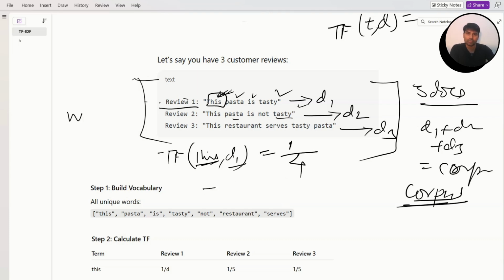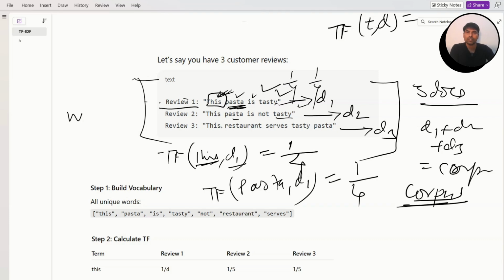Similarly, if I ask you TF for pasta, the next word, in given document D1, how many times is pasta repeating in this document? 1 time. So the numerator is 1, divided by the total words in the document, 4, so 1 by 4. This is very simple, right? Similarly, for each, 1 by 4, and for tasty, 1 by 4. This way we find the term frequency of each keyword in a given document.